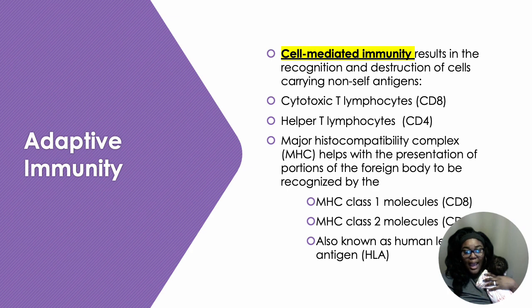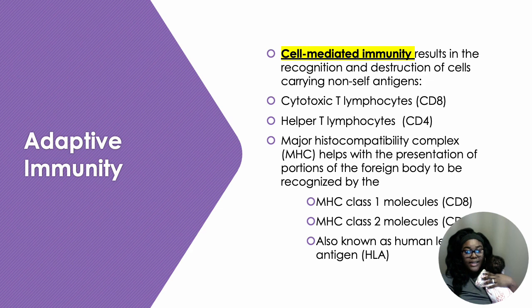Now, there are cells called clusters of differentiation, CDs, that help with this response. The CDs help determine the specific function and response of the T cells. So cytotoxic T cells are more closely related to the CD8 cells, whereas helper T lymphocytes are closely associated with CD4. All you have to remember here is that cytotoxic T cells have CD8 as their surface molecules, whereas helper T lymphocytes have CD4 as their surface molecules.